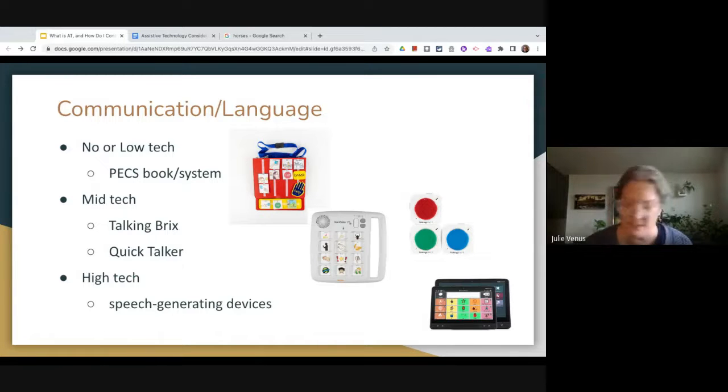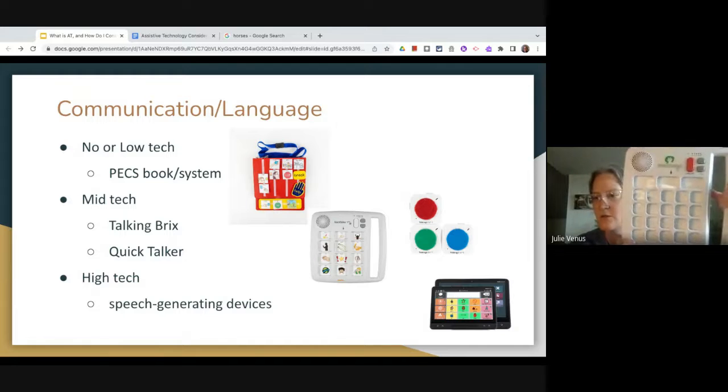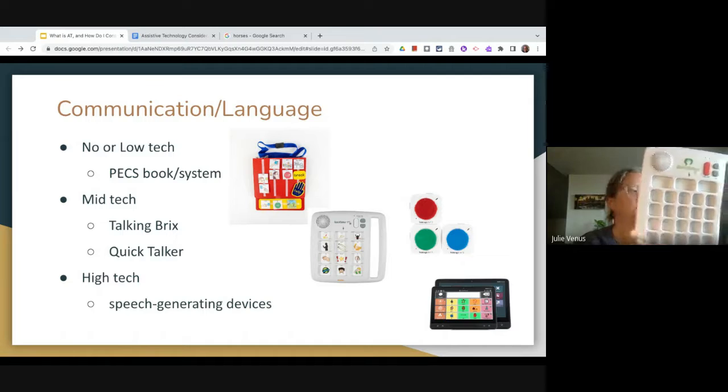A quick talker is another mid-tech option that comes in different sizes or numbers of choices. The one on the slide, I think, has 9 and then the 3. This one has 20 and then the 3. So the 3 at the top stay all the time as messages. This again is recorded voice, but the ones at the bottom can swap out.